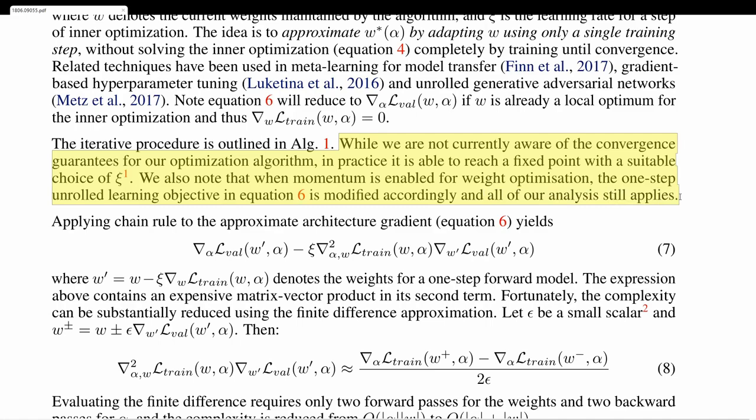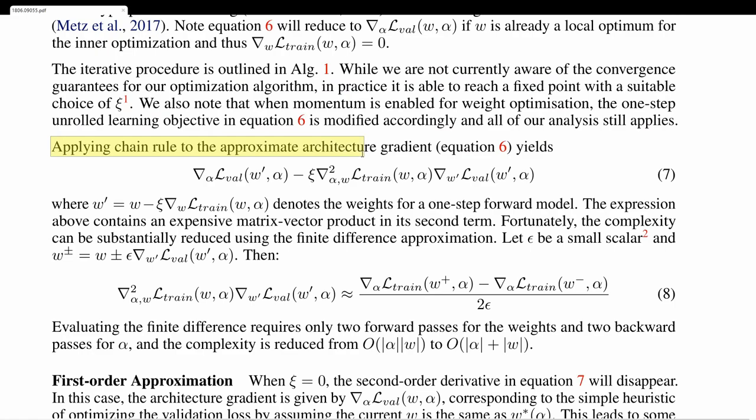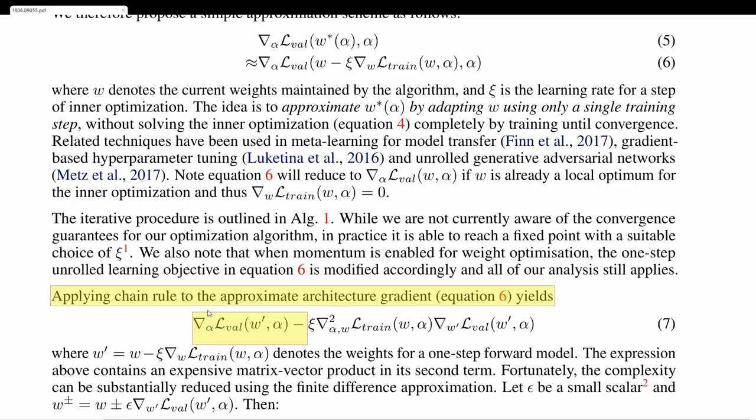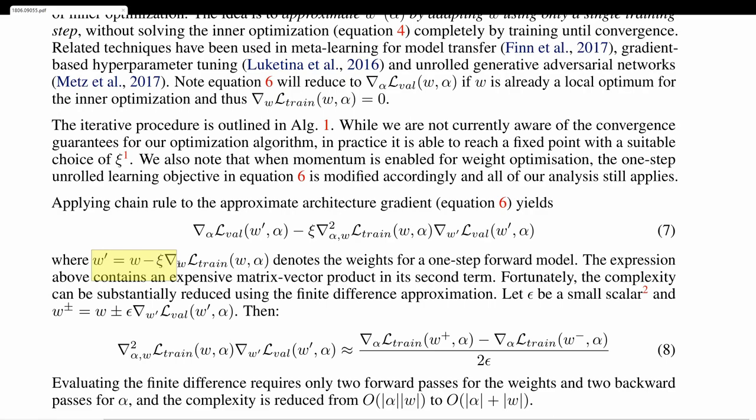Applying a chain rule to the approximate architecture gradient yields the gradient of equation 6, so chain rule here: gradient of L validation of W prime and alpha, minus C times the second order gradient of the training, times the gradient of W prime on the validation, where W prime equals W minus C times the gradient of the training with W and alpha, denotes the weights for one step forward model.